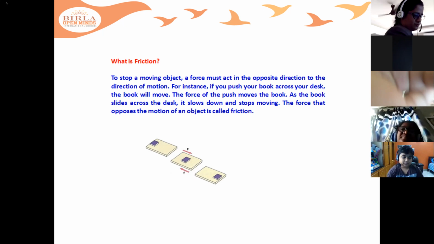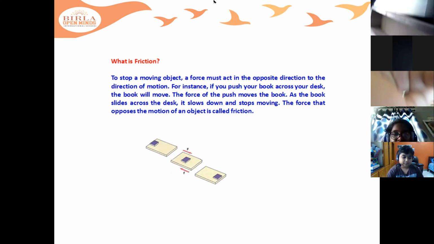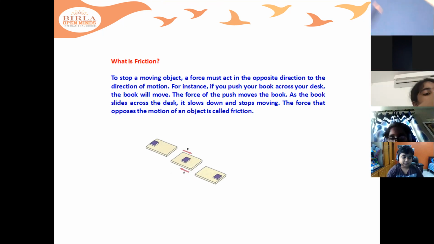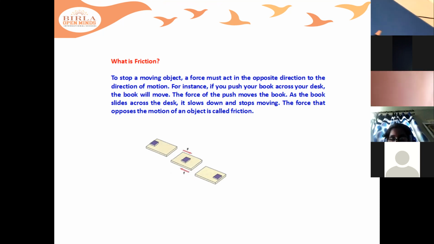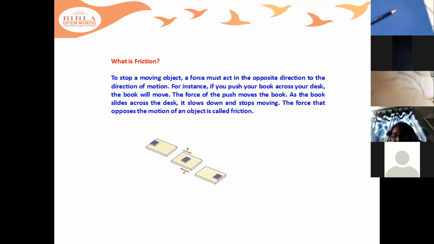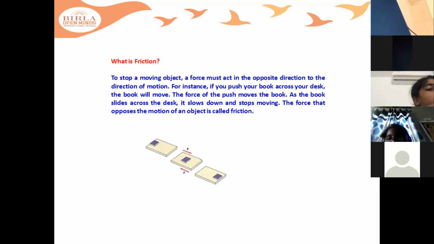I'll just show it to you. Can you all see this book? Can you all see this pencil? No, ma'am, it's black. Can you see a pencil? Yes, ma'am.